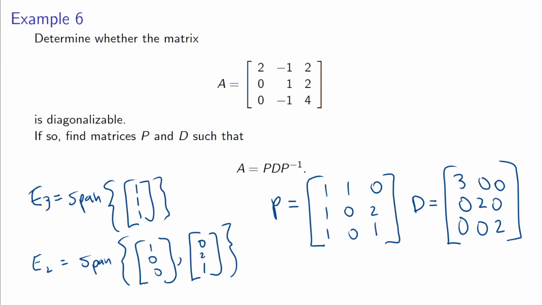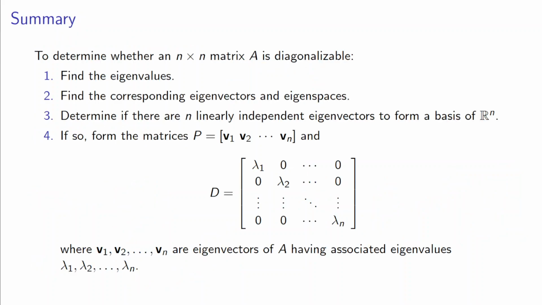So this is a nice example of a matrix that has a repeated eigenvalue that is diagonalizable. So it can happen. You just would need to check that the null space of A minus lambda I for that repeated eigenvalue has dimension equal to the multiplicity of that eigenvalue. So it does work out sometimes.